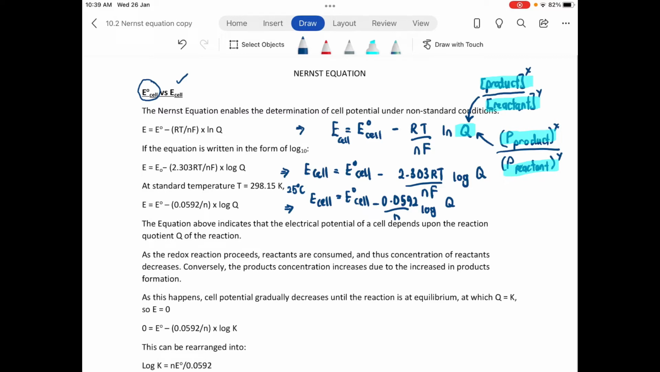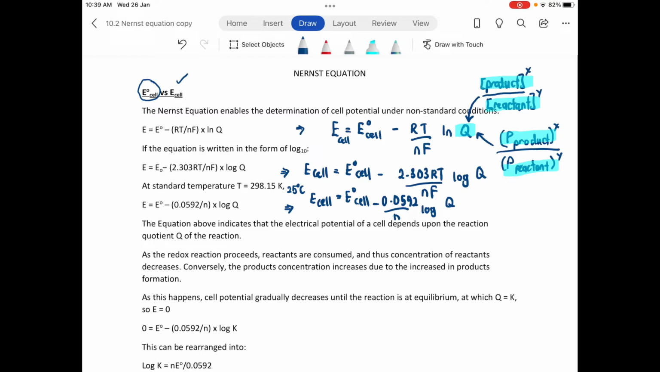Okay, kenapa dia jadi begini? Is because as the reaction proceeds, reactant are consumed and the concentration of reactant will decrease. Okay, and then oppositely for product, the concentration will increase. So dia menyebabkan Q kita tu nanti berubah. Okay, as this happens, cell potential gradually decreases until the reaction is at equilibrium, which Q is equals to K.